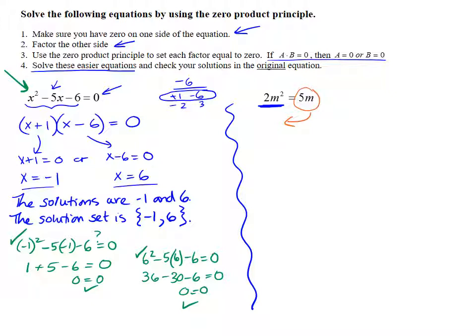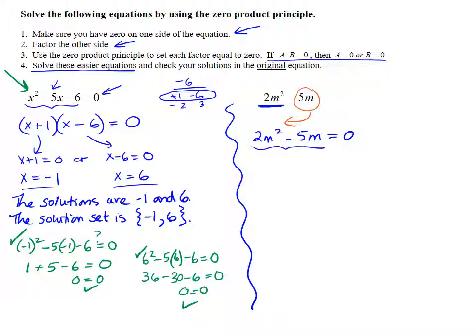To do that, right now 5m is positive. To move it over, I want to subtract it from both sides, so it's going to be negative when I move it over. So I'm going to have 2m squared minus 5m. Always write these terms when you move something over in descending order. We're used to factoring that way, so it's a good idea to write them that way as you move things.